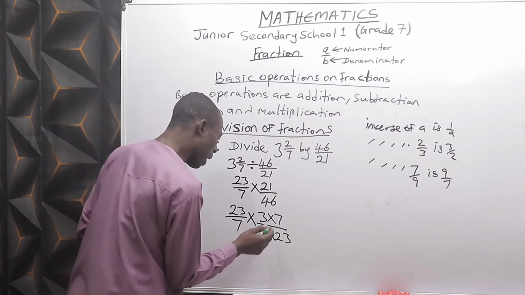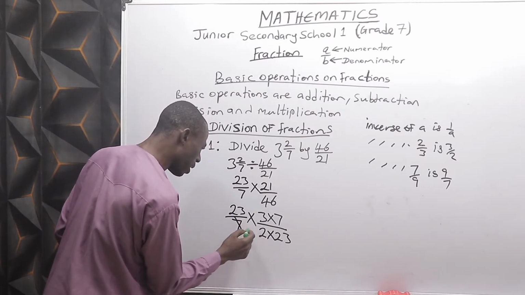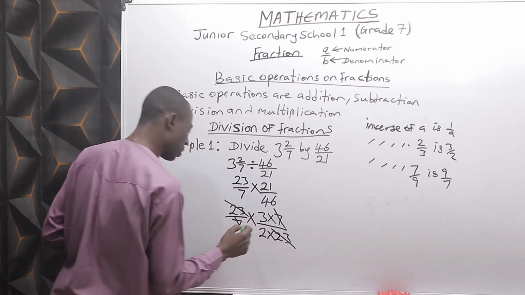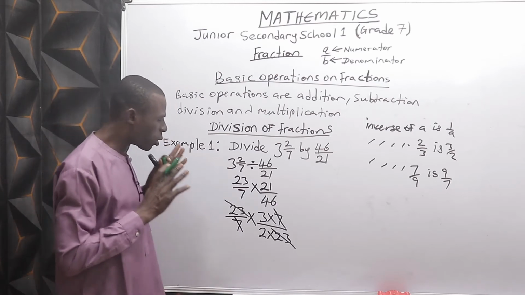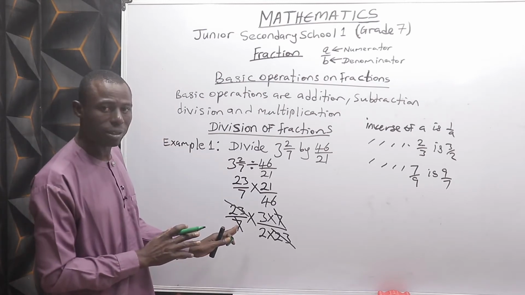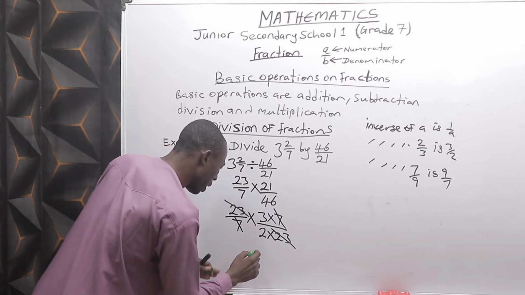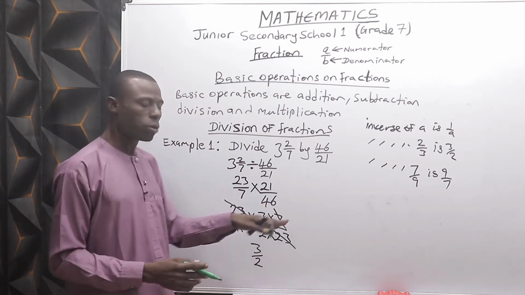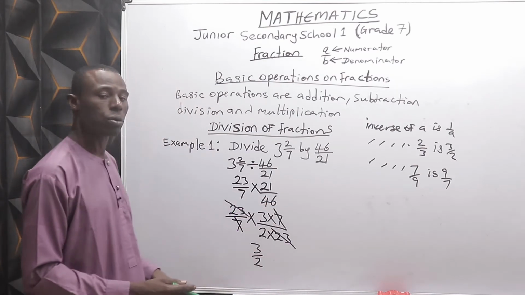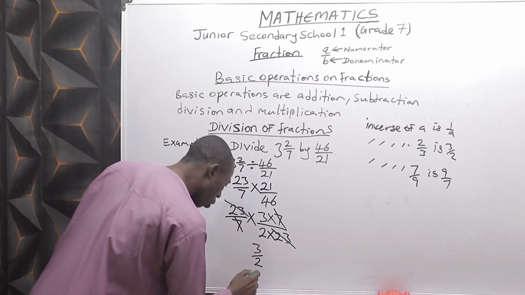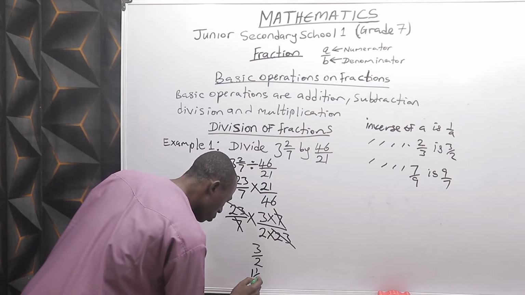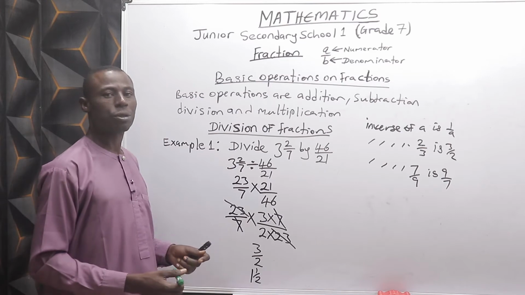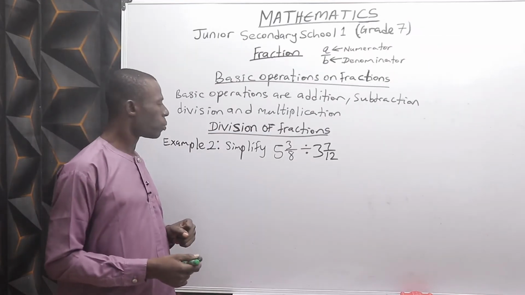Do you understand? Now, you can see here clearly that this 7 cuts this 7, and this 23 cuts this 23. This cutting will not be clumsy for any parent to look at. So, what do you have left? At the numerator level, you have 3. At the denominator level, you have 2. So you can leave your answer as 3 over 2, or 1 whole number 1 over 2 as a mixed fraction. Do you understand? Good.